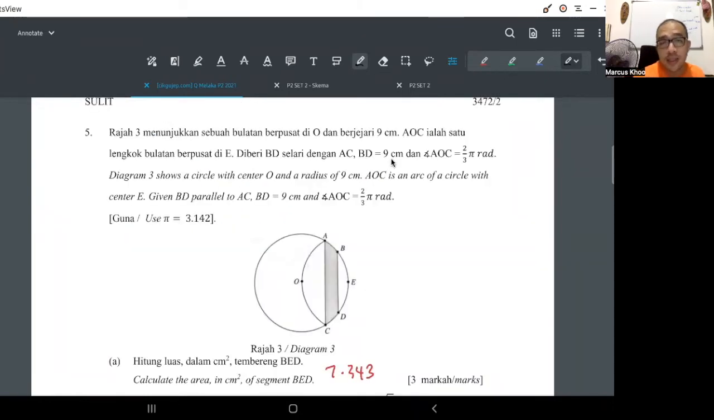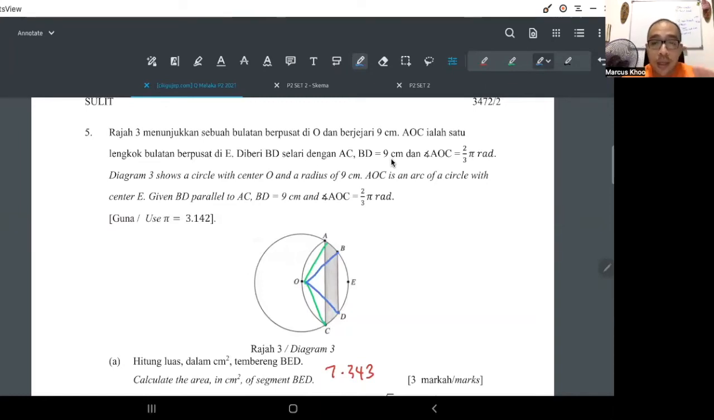Okay, so this is a slightly tricky question. It's pretty interesting. When I saw it, I was like, oh, it's a very interesting question. Diagram 3 shows a circle with a center O and a radius of 9 cm. So radius 9 cm means if I were to draw, OA, OC, this is 9 cm. Likewise, OB is also 9 cm and OD is also 9 cm. And of course, OE. No need to mention this.